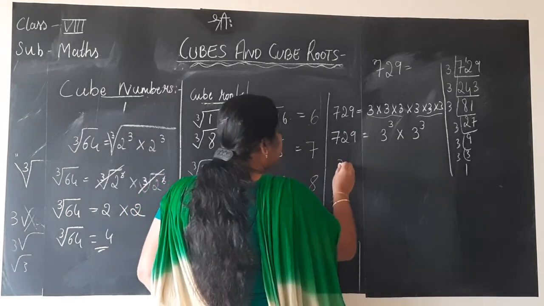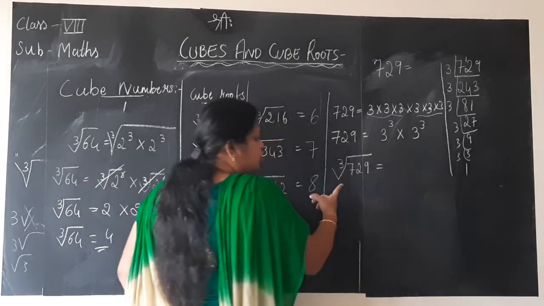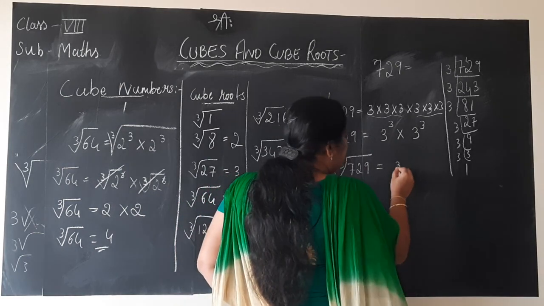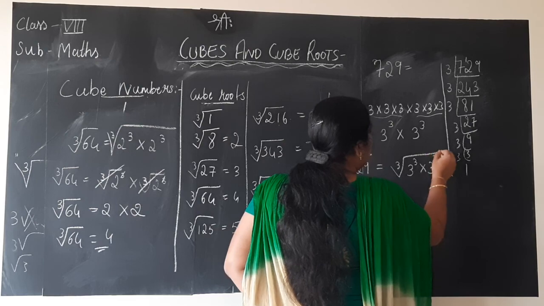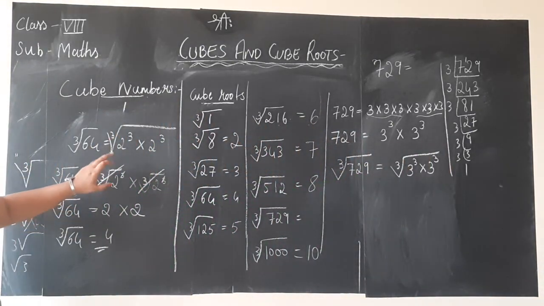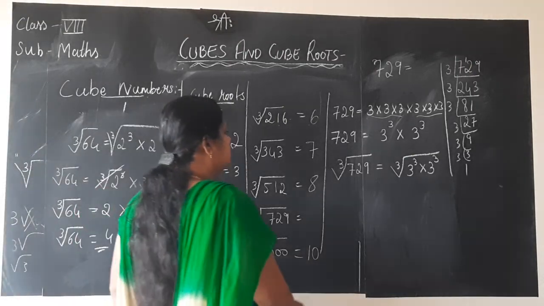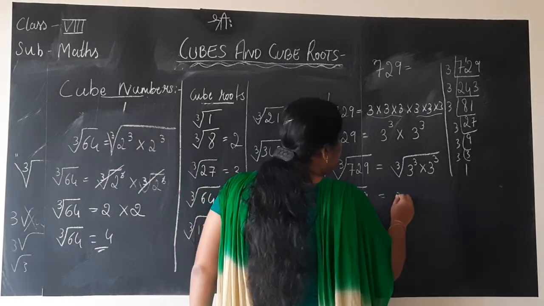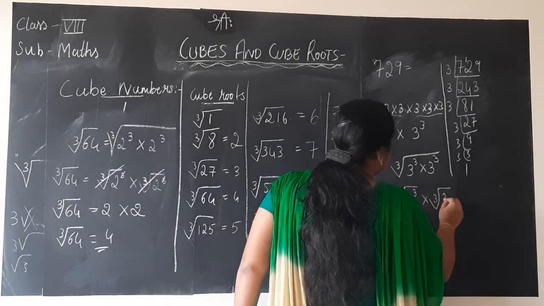Next step, I want to find out what is the cube root of 729. So for the LHS 729, I give the cube root. For the RHS also, I should give the cube root, children. So it becomes cube root of 3 cube into cube root of 3 cube, as we did here. Now this cube root, I can split separately for the numbers. So cube root of 729 is equal to cube root of 3 cube into cube root of 3 cube.